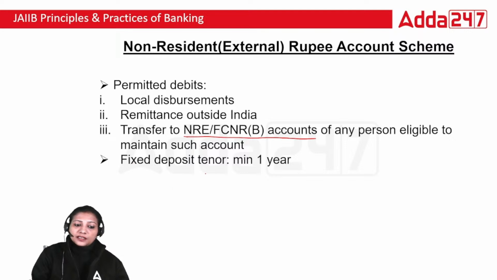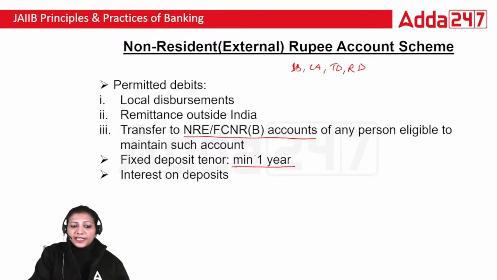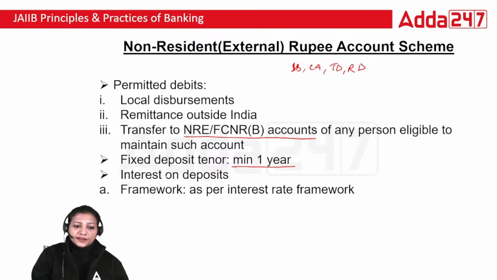Fixed deposit. As we have seen, in NRE we can open a savings account, current account, TD as well as RD. But for fixed deposit, that is a TD account, it should be a minimum of 1 year. It cannot be of less than 1 year.